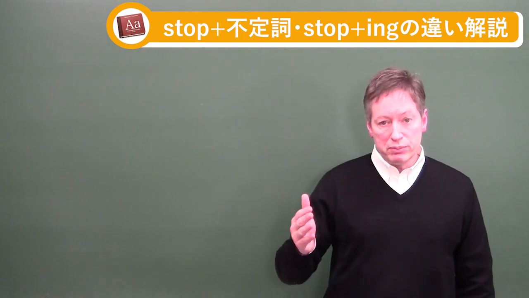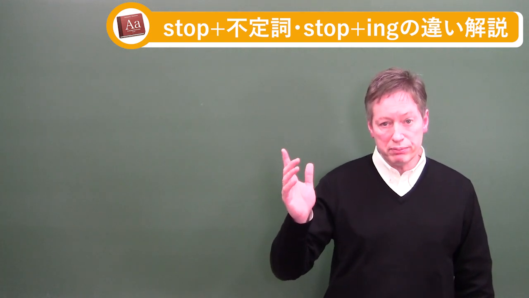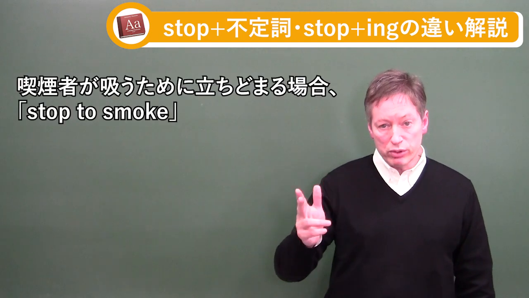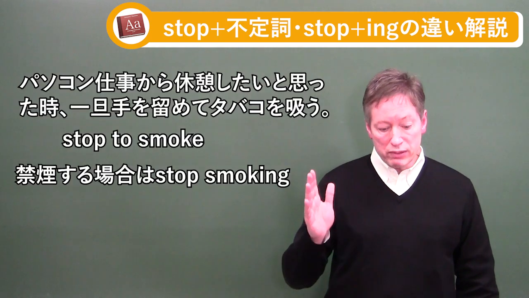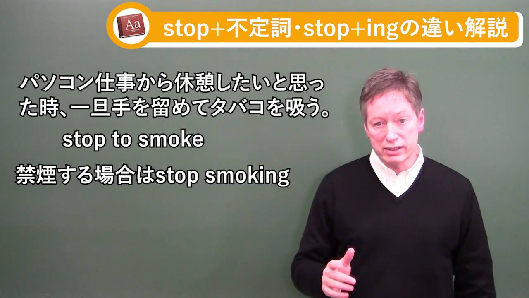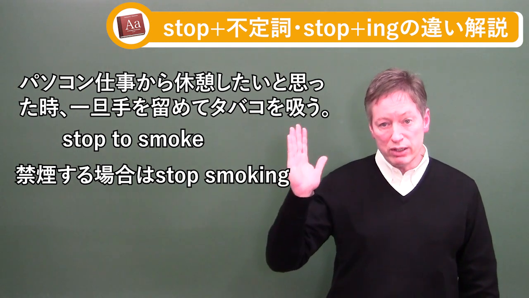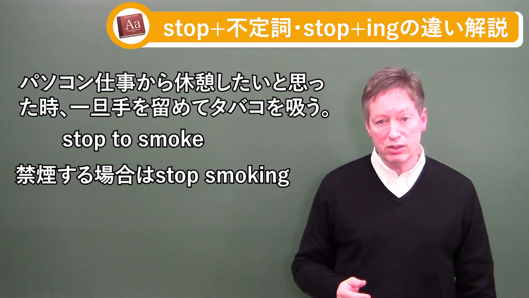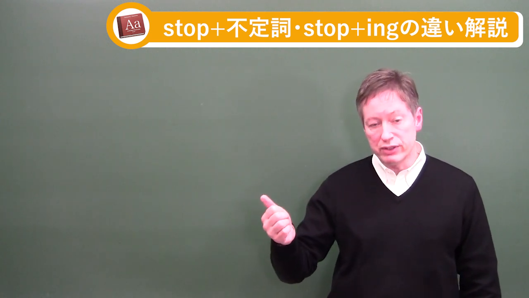Another good example would be the habit of smoking. So maybe doctors advise you to stop smoking. You're a smoker and stop that. And stop to smoke. Maybe you're working on your computer and you want to take a break and stop that to have a cigarette. Now, I don't condone that activity, but it makes a good example in English sentences. Okay? So that's stop, ing form, and stop to, and the infinitive.